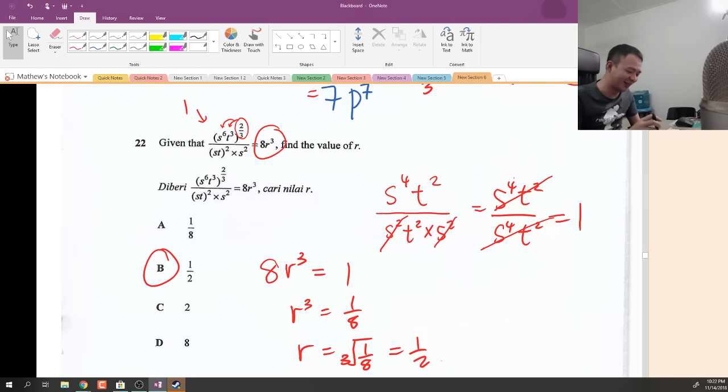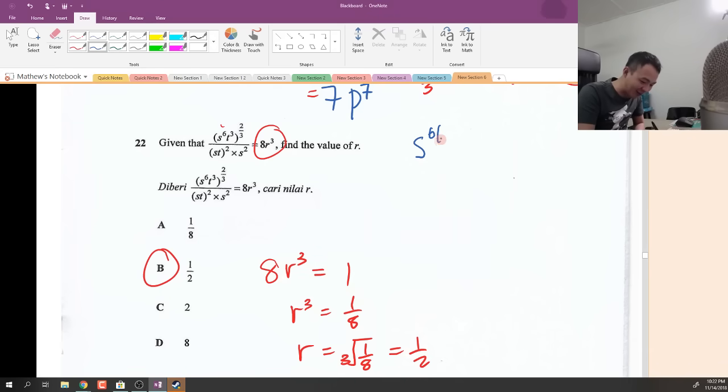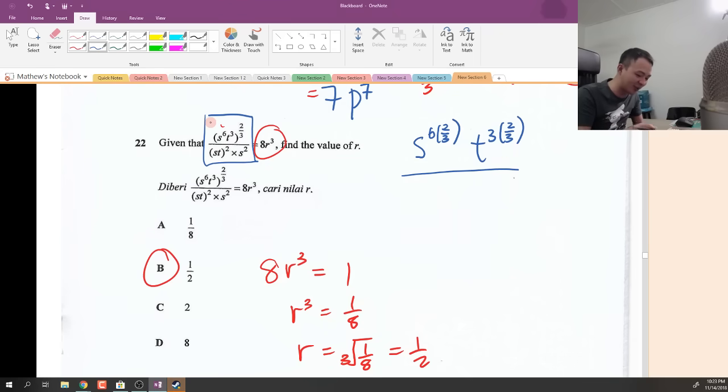Okay, let me just repeat this question one more time, since a lot of students cannot understand. First thing is maybe I do very slow. Okay, 6, right? I multiply 2 over 3. T to the power of 3, right? I multiply 2 over 3. Now I focus, I'm doing this side first.